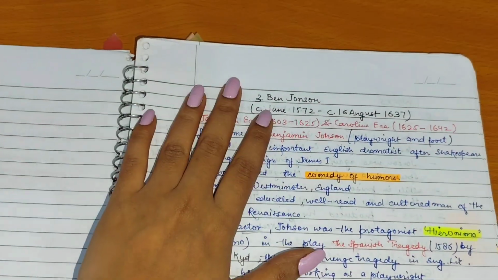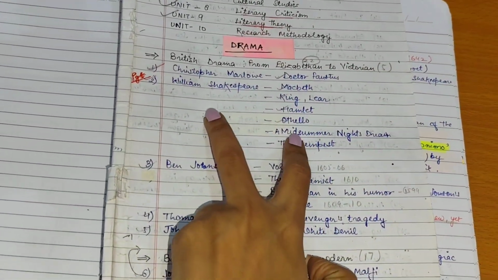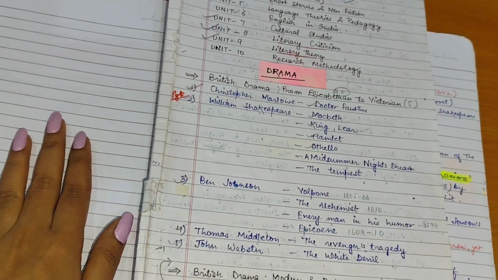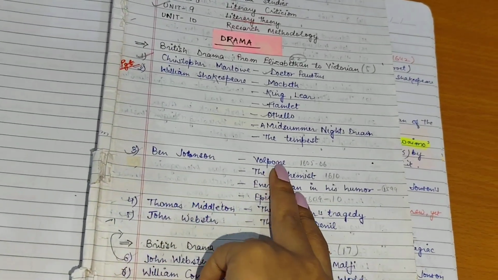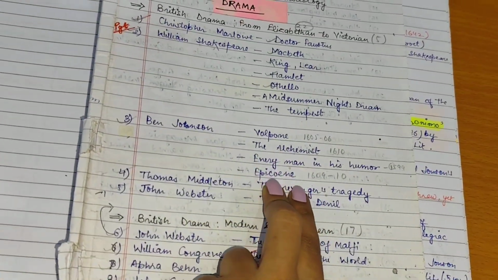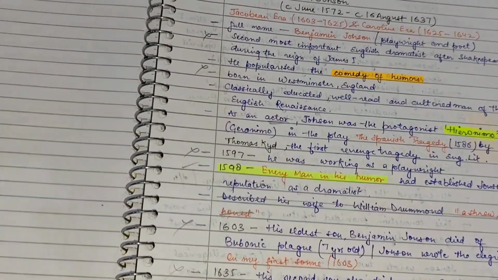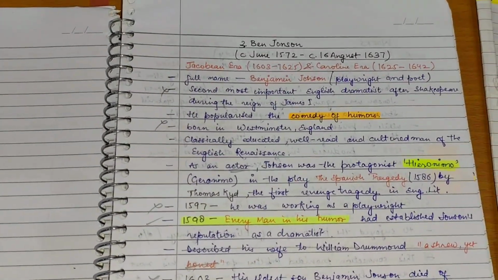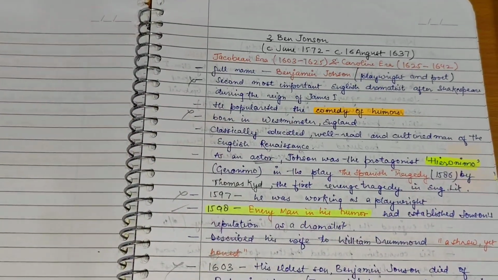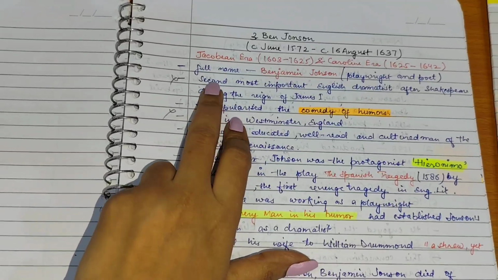Second, you can see the second writer is Ben Jonson. I have made a separate copy for William Shakespeare, so that's why I have not included him in this register, and I have then gone to Ben Jonson. Now for Ben Jonson I have written 4 important works. And here you can match these with Wikipedia, to see what I have written and what I have not written. So this is Ben Jonson.